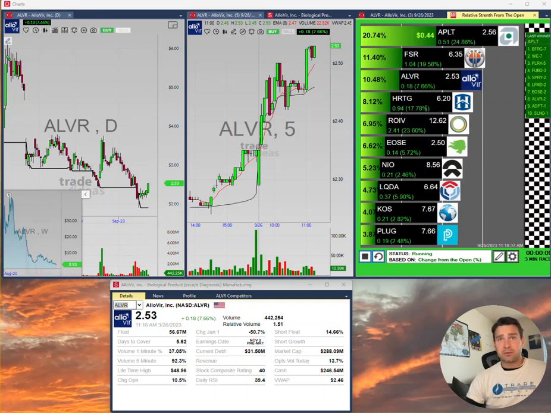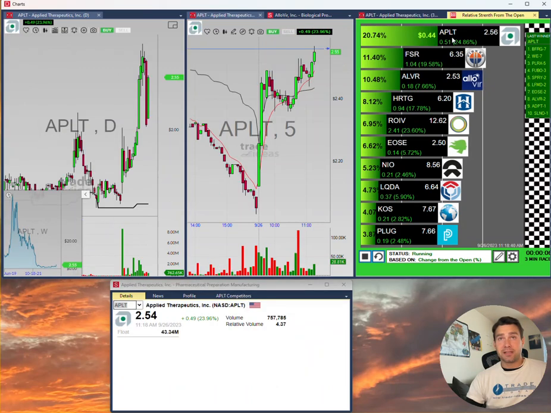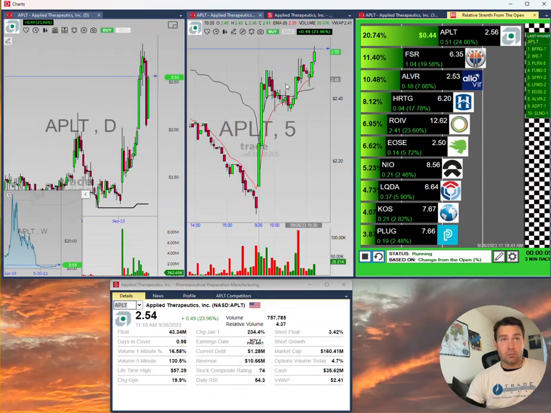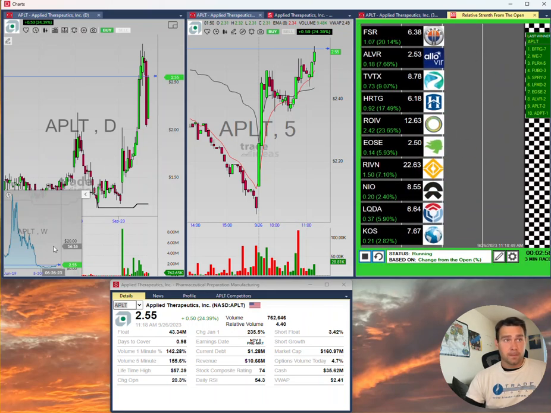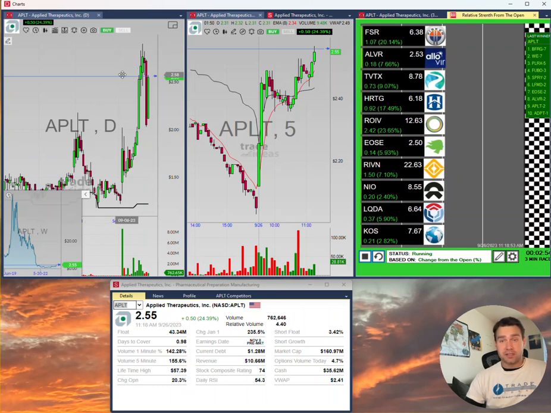On this stock race, we've got the left side. This is live data, stocks that are moving right now. So for example, something like APLT, we could see it's on the move right here, relatively strong from the open. And on a daily chart with the weekly chart picture-in-picture here, gives us an idea of where the stock has been and some different support and resistance levels that we could take a look at here with that.